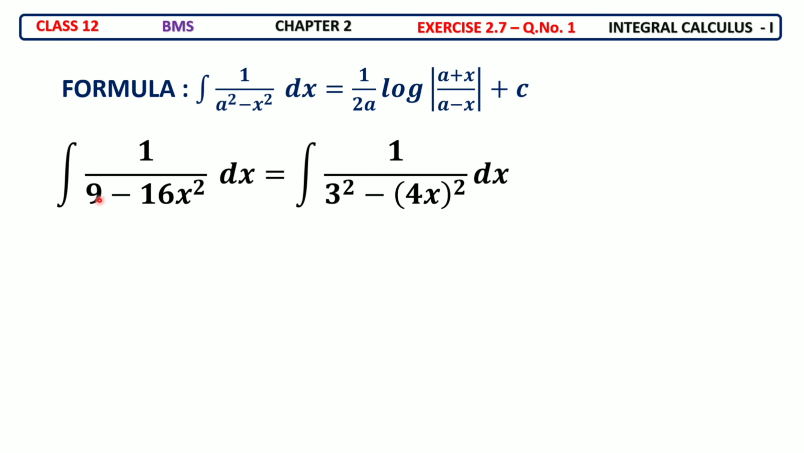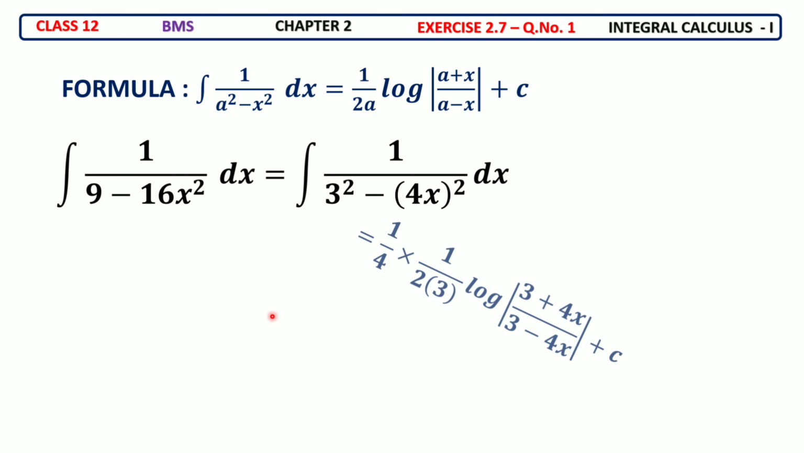So 1 by a square minus x square dx. Here, look at the question: integral of 1 divided by a square minus x square format. So here a is equal to 3, x is equal to 4x. Now the integration formula, after writing this function in the form of the formula 1 by a square minus x square, is 1 by 2a log of a plus x by a minus x plus c.